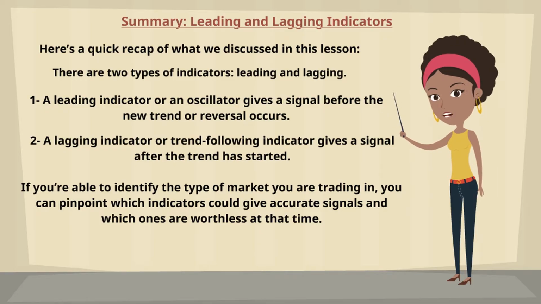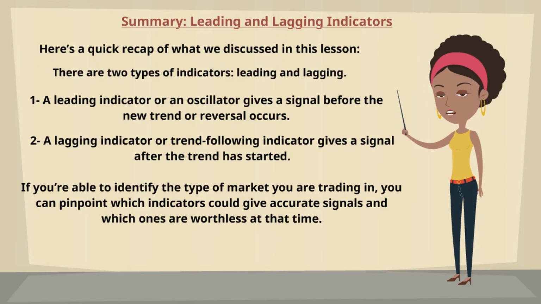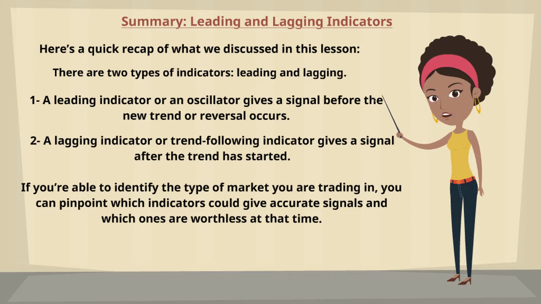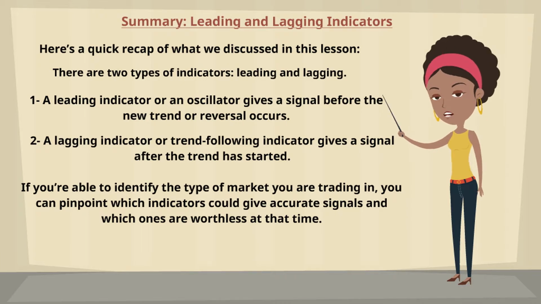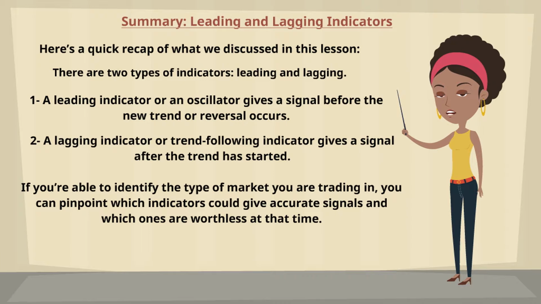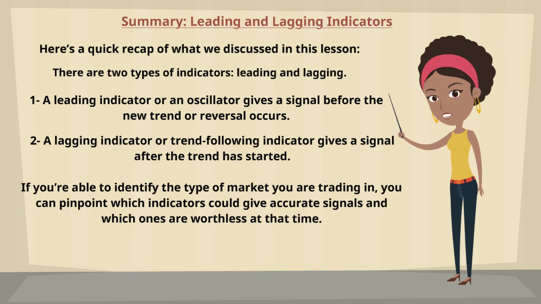Let's move to the summary of leading and lagging indicators. Here's a quick recap of what we discussed in this lesson. There are two types of indicators, leading and lagging. A leading indicator or an oscillator gives a signal before the new trend or reversal occurs. A lagging indicator or trend-following indicator gives a signal after the trend has started. If you're able to identify the type of market you are trading in, you can pinpoint which indicators could give accurate signals and which ones are worthless at that time.